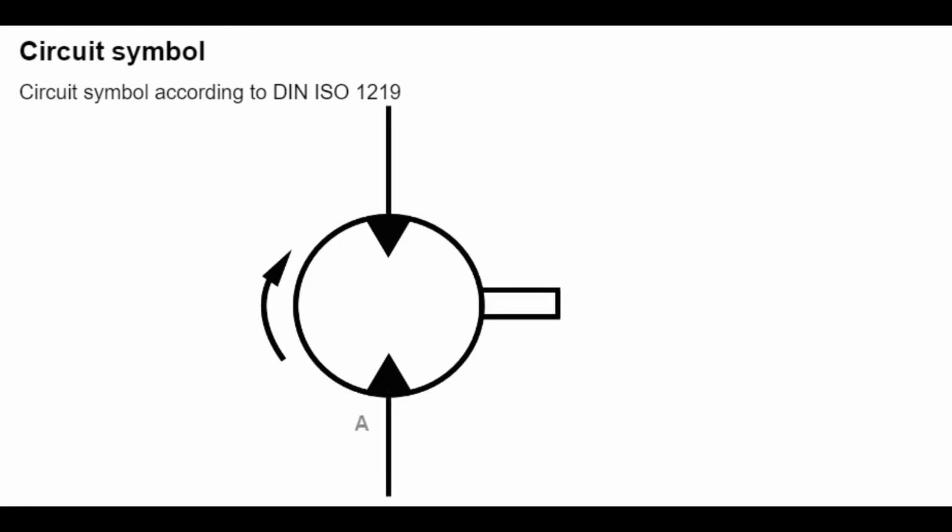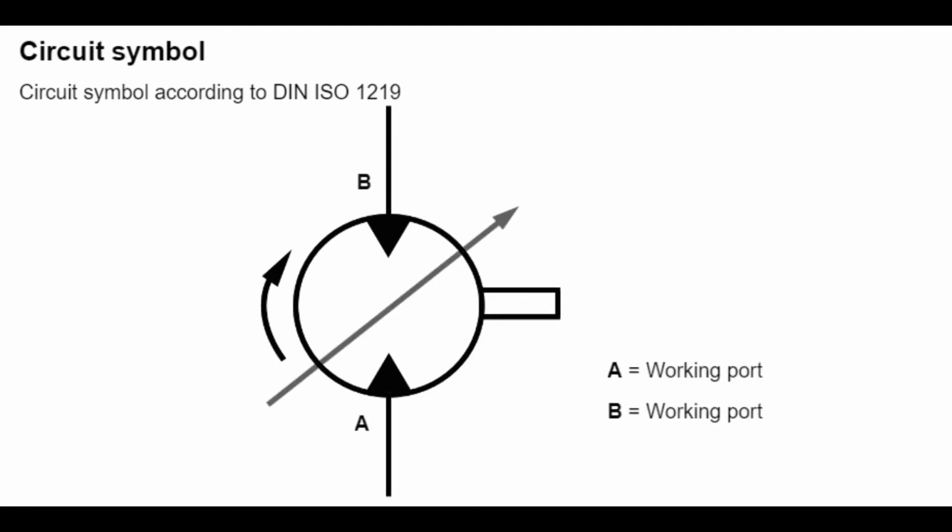A hydraulic motor needs working lines to circulate hydraulic fluid. The diagonal arrow indicates that the inlet flow is variable. If the motor has a separate leakage line, the corresponding port is marked with a T or L. The symbol does not indicate the motor type.